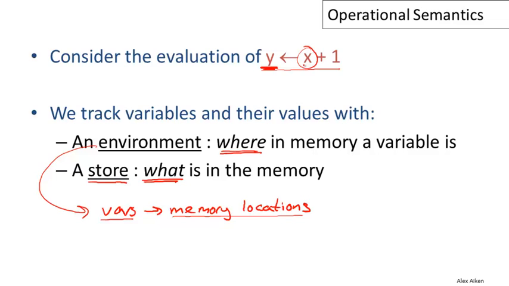If we know the location for x, well, that's important because that's where we're going to get the value of x. But we also have to know exactly what value is stored there. And so a store is going to be a mapping from memory locations to values. These are the values that are actually stored in the memory. So it's two levels of mapping. We associate with each variable a memory location, and then each memory location will have a value in it.